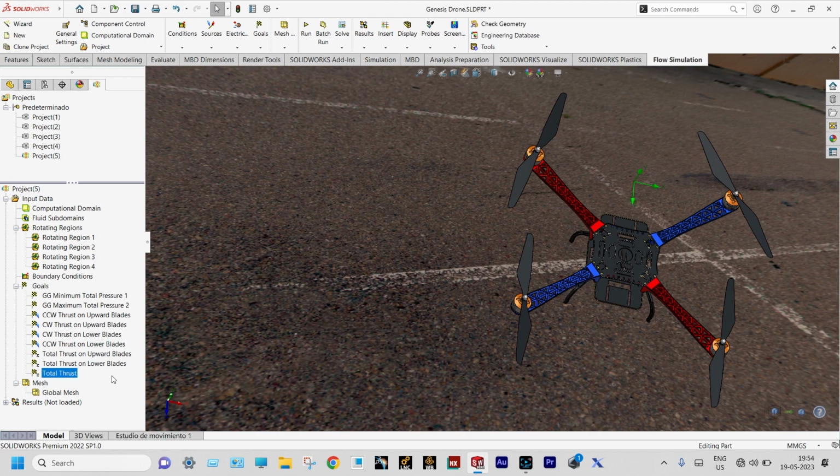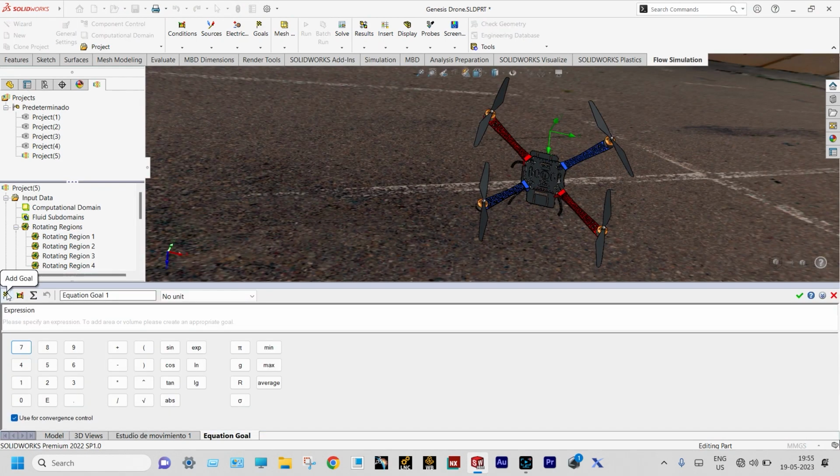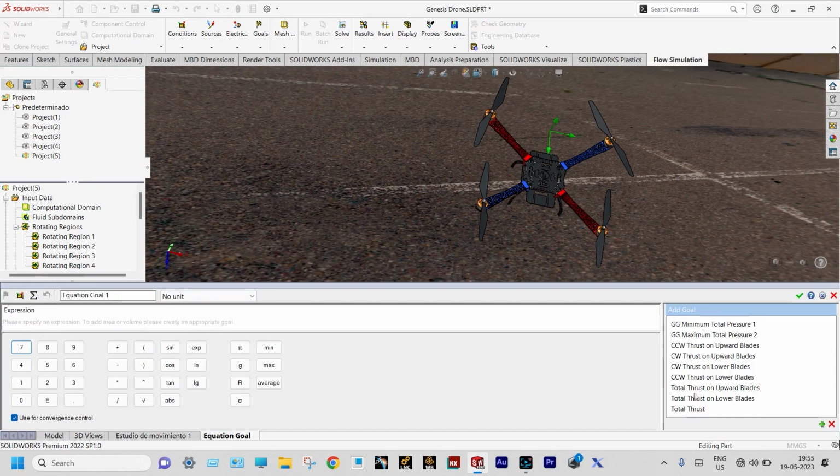Done. Now the thing is, we need to see whether the drone will be capable of moving up or not. If total thrust is less than the weight of the drone, in that case it will not be able to move up. So net thrust should be more than 0, right? So we need to select another goal, that will be net thrust. Insert equation goal. Let us see what goes from here. It will be total thrust minus weight of the drone.